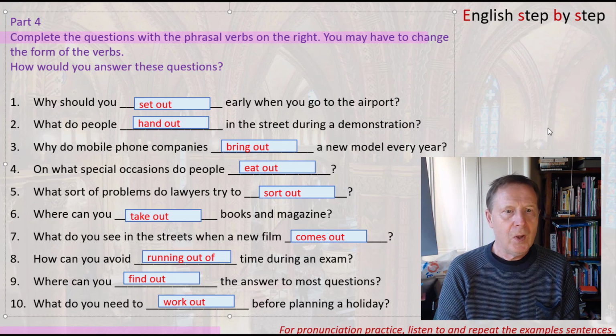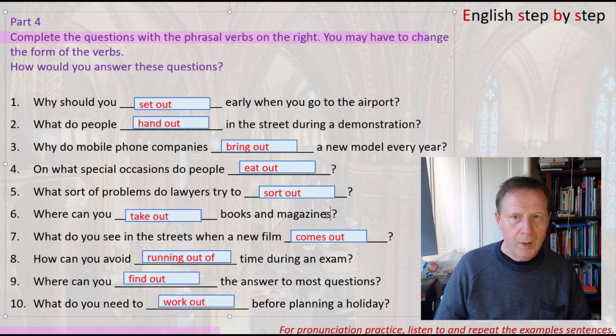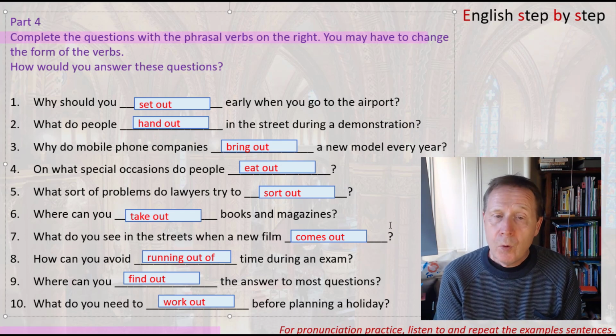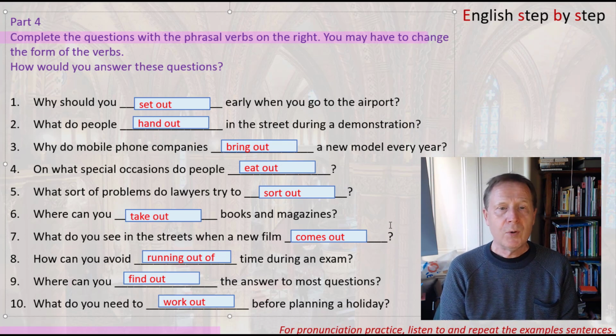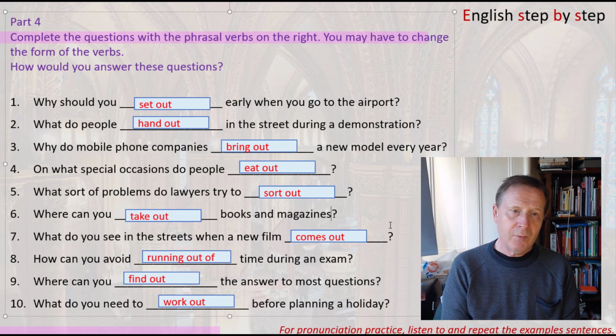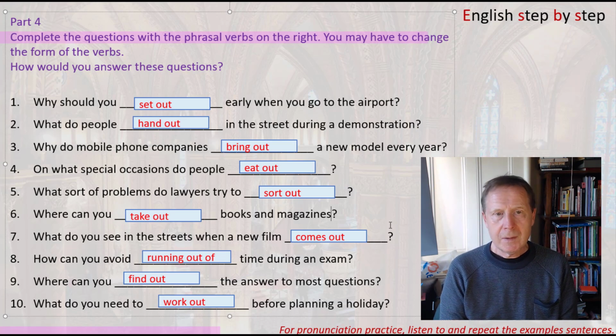Number 6. Where can you take out books and magazines? Okay, let's make this plural. This should be plural, magazines. Well, of course, a library. You can go to a library to take out books and magazines. Number 7. What do you see in the streets when a new film comes out? Well, you see posters and advertisements.